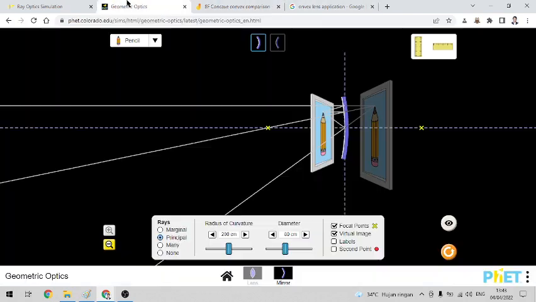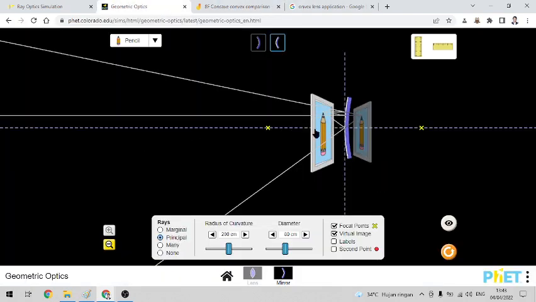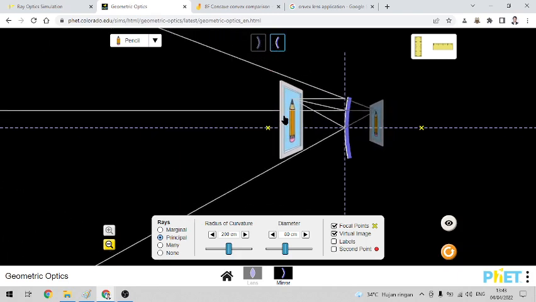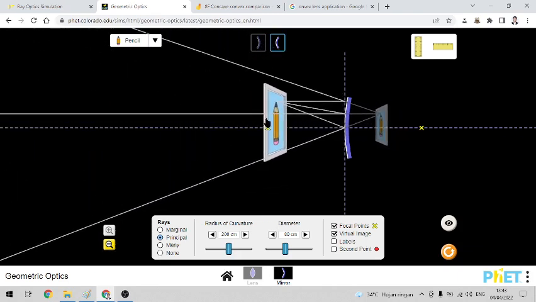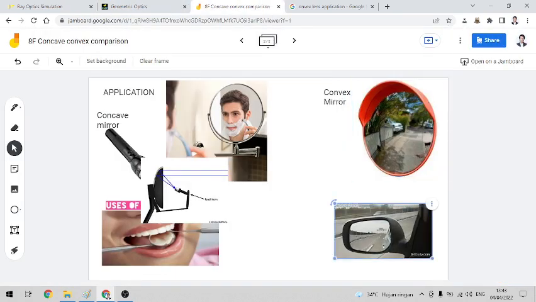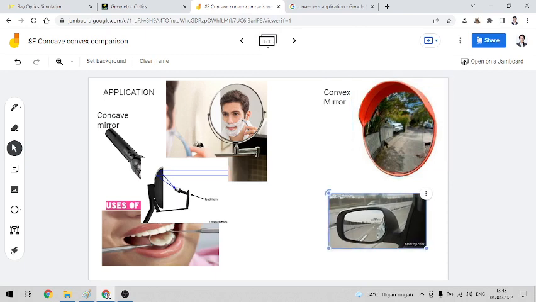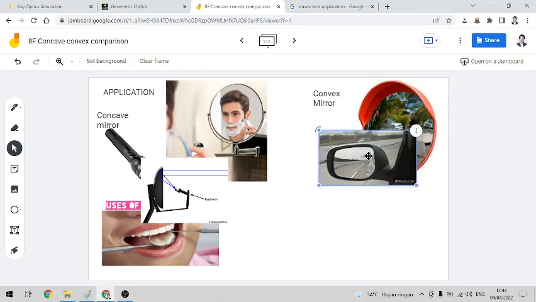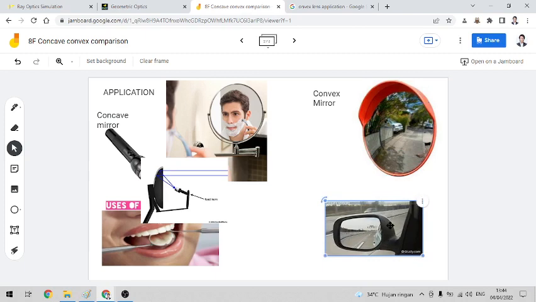While convex mirror, the characteristic is always smaller and it always upright. It's impossible for this to be upside down, so it can be used for vehicle or street mirror. Why is it not concave? You can imagine in concave, when the object is too far, it is upside down. So if you use concave mirror for, let's say, a vehicle mirror, you can see upside down people riding the bike upside down. The sky is on the bottom. It might confuse the driver.